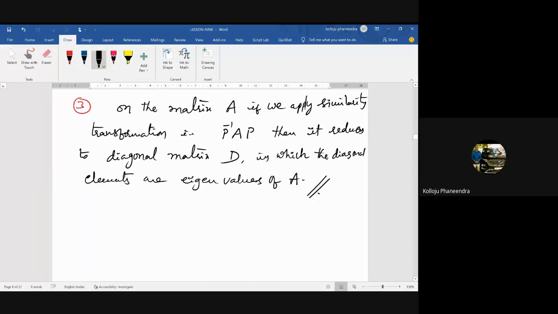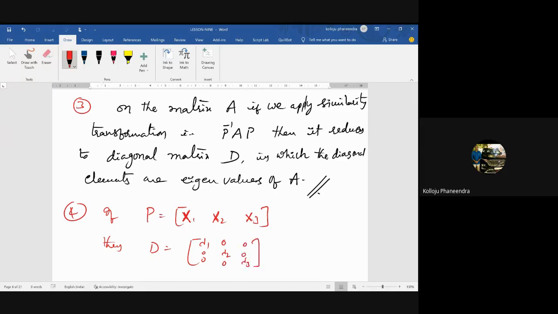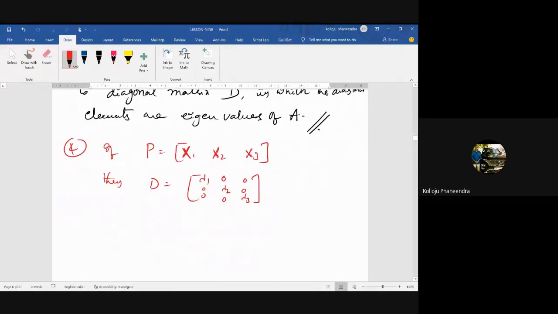One more point I will tell you. If P is x1, x2, x3, in this order, if I group the eigenvectors in this manner, first eigenvector, second eigenvector, third eigenvector, then D will be lambda 1 in the first position, lambda 2 in the 2, 2 position, and lambda 3 in the 3, 3 position.